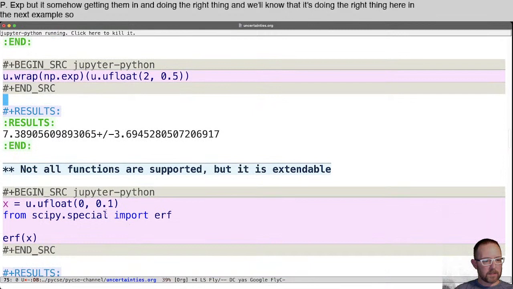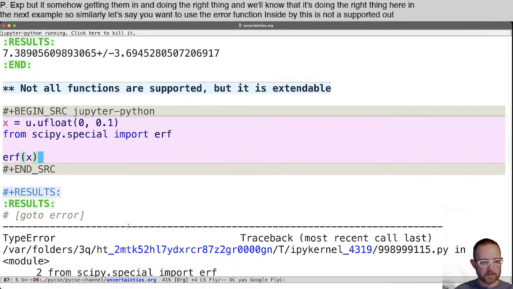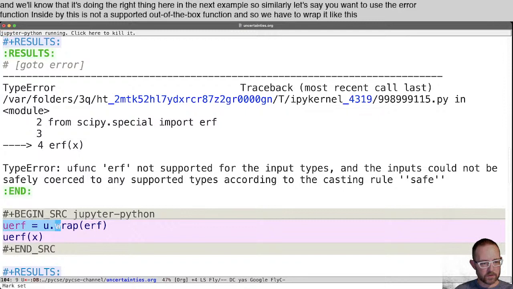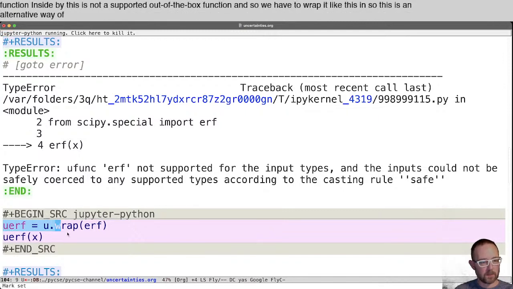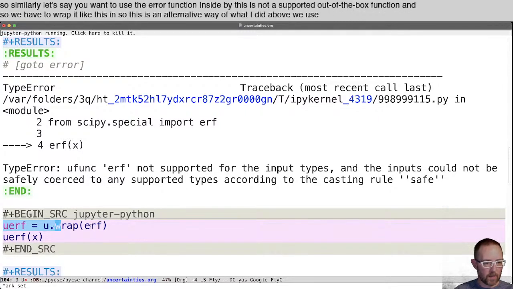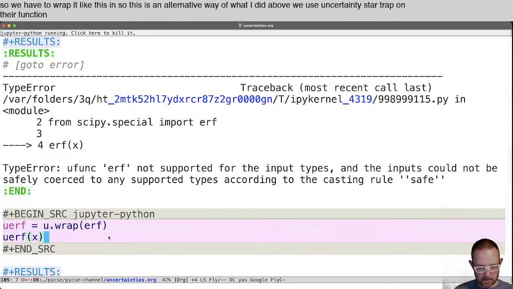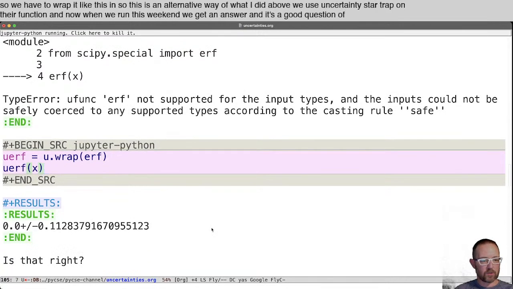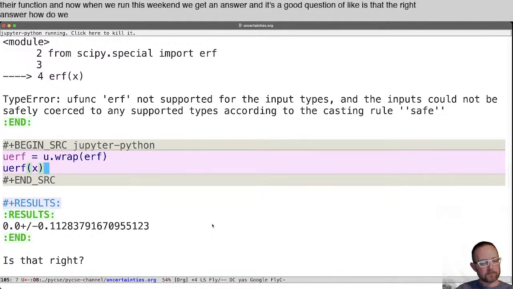Similarly, let's say you want to use the error function in SciPy. This is not a supported out-of-the-box function, so we have to wrap it like this. This is an alternative way of what I did above. We use uncertainties.wrap on the error function, and now when we run this, we get an answer. It's a good question of, is that the right answer? And how do we know?